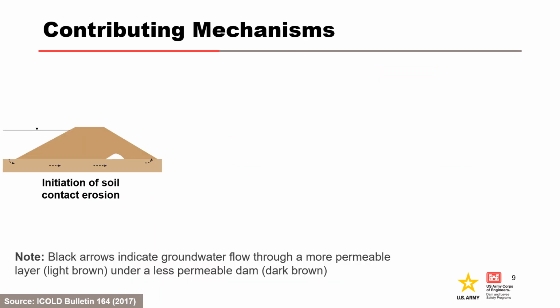Generally, soil contact erosion is considered a contributing mechanism. For example, it can lead to the formation of a roof or a pipe for concentrated leak erosion. Several examples of how soil contact erosion acts as a contributing mechanism are shown on the figures on this slide.